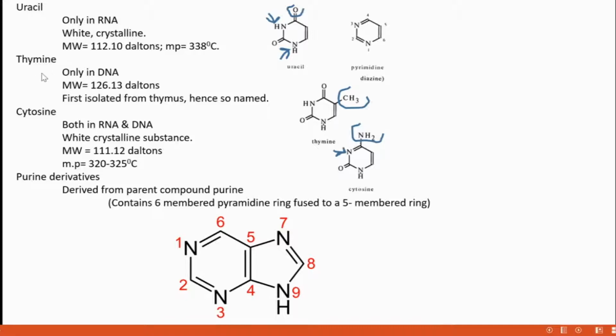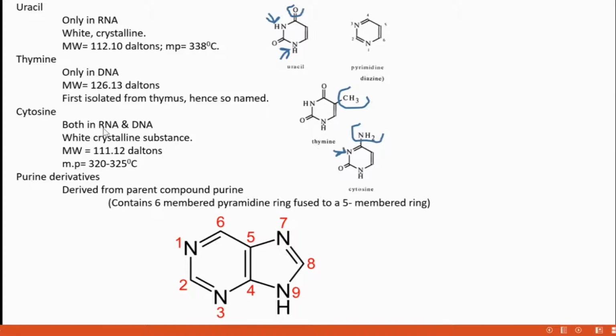Then another pyrimidine derivative is thymine. That can be found only in DNA. Its molecular weight is 126.13 Daltons. As it was first isolated from thymus, that's why it is named thymine. A picture is also given here. To this structure, what change is coming? A methyl group is added to this position. That's the change.